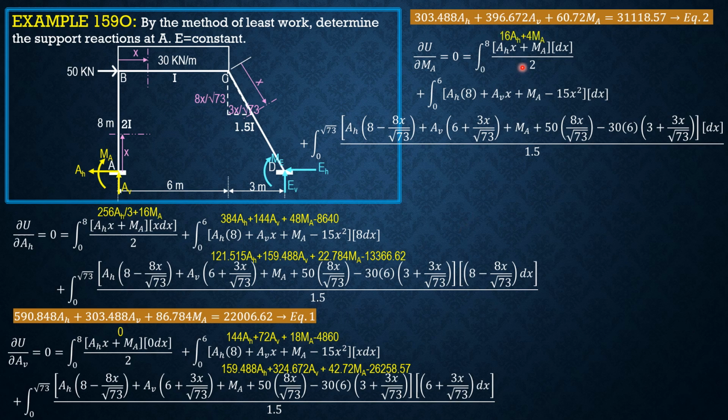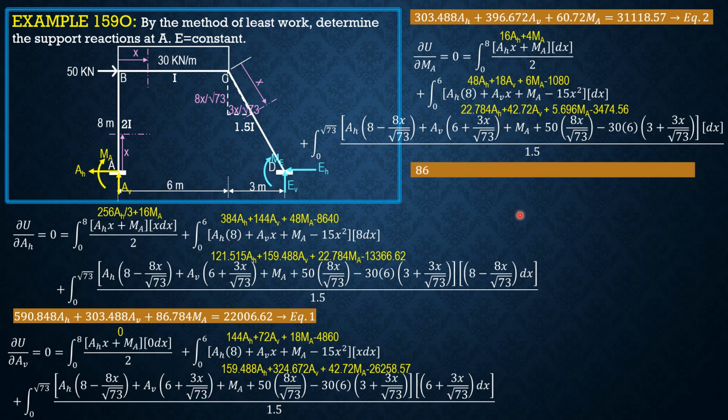So for the first integral, 16 AH plus 4 MA. For the second integral, 48 AH plus 18 AV plus 6 MA minus 1080. And for the third, 22.784 AH plus 42.72 AV plus 5.65696 MA minus 3,474.56. Combining like terms, setting up the third equation, 86.784 AH plus 60.72 AV plus 15.696 MA equals 4554.56. Call that equation 3.